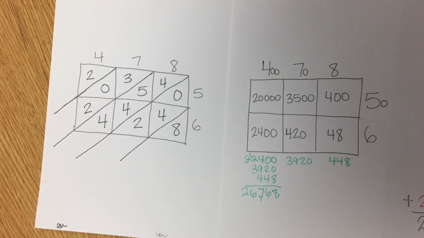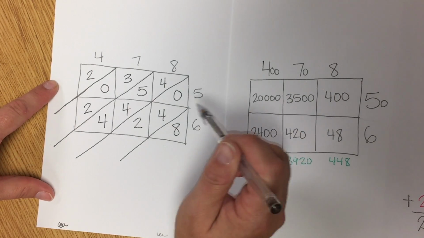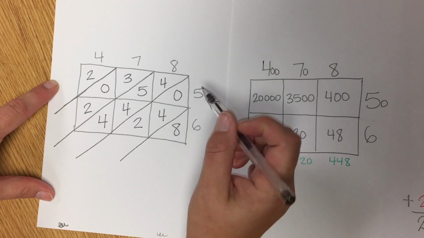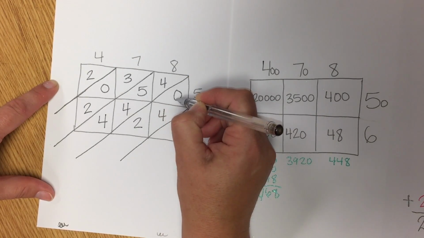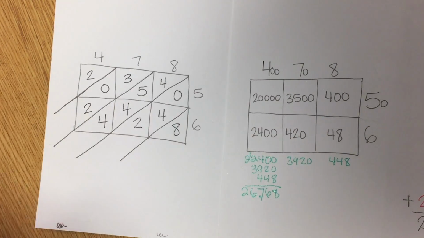Okay, the only thing that you need to be aware of with this is if I had 2 times 3, my answer would be 6. I would write a 0 and then a 6 because we need to maintain that place value.